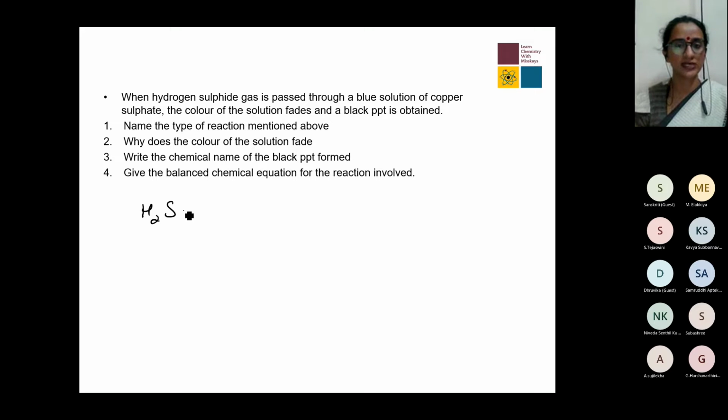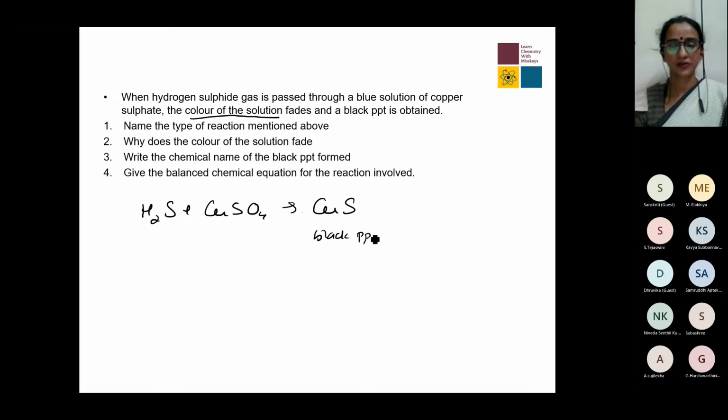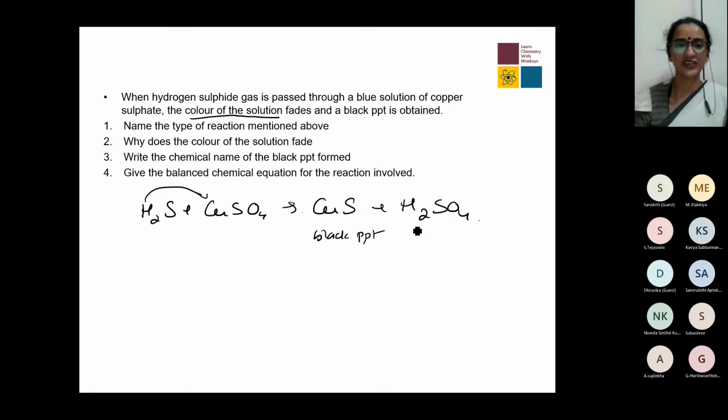So this is H2S plus CuSO4. Okay, now it tells us that we have the solution of the color fading and a black precipitate is formed. Okay, now I don't know if you know this, but CuS, copper sulfide, is actually a black PPT. Okay, and this combines with SO4 to form H2SO4. Sorry, let me just rewrite that again. These 2 combine to form H2SO4. Okay, not going to give you H2SO4 per se, but we'll just leave it at this for now.